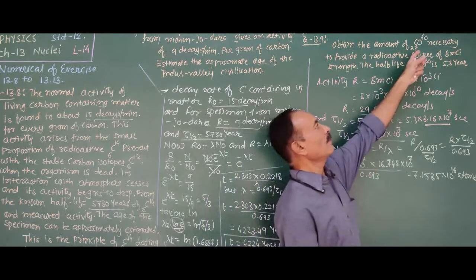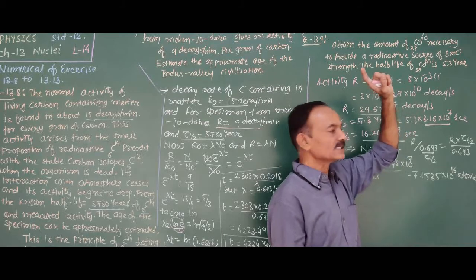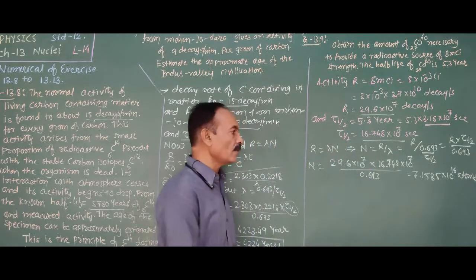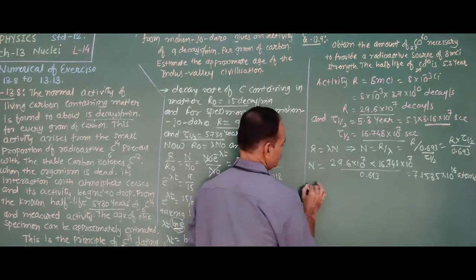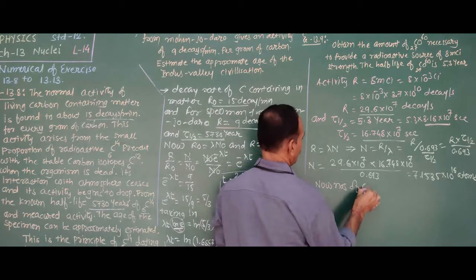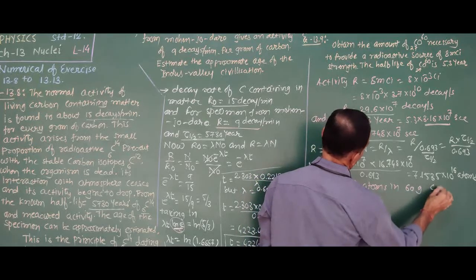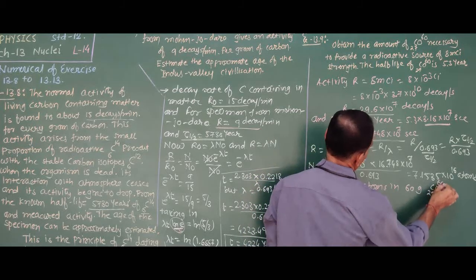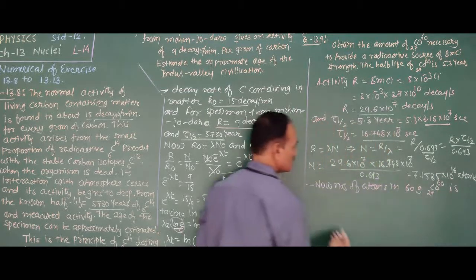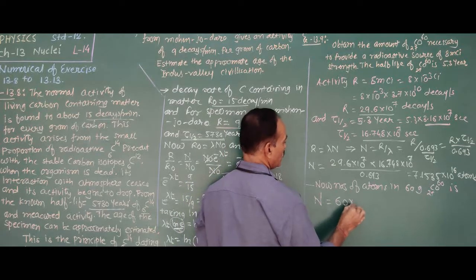Now listen, for cobalt-60, the atomic mass is 60. Therefore, the number of atoms in 60 gram of cobalt-60 is equal to NA, which is 6.023 into 10 to the power 23.